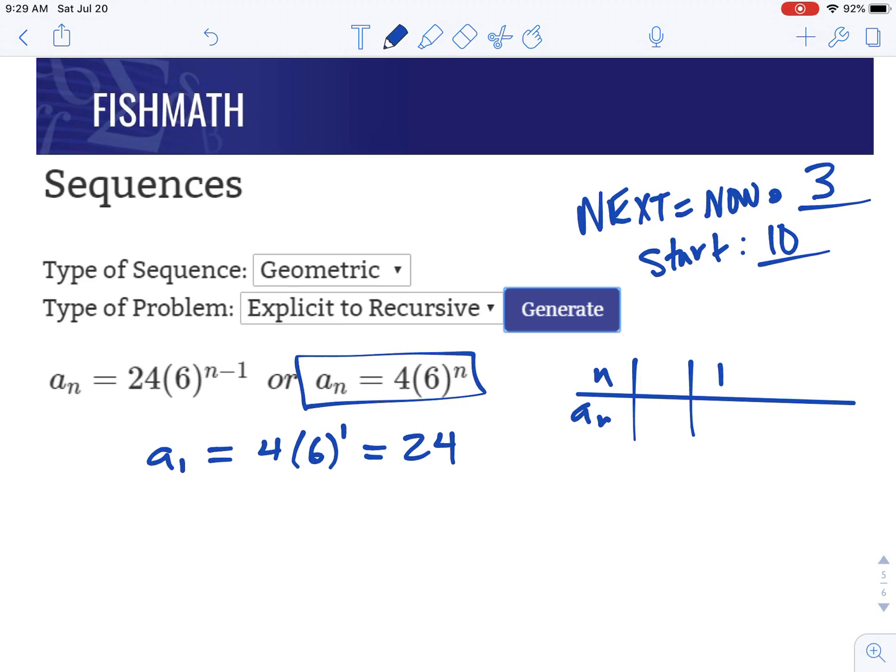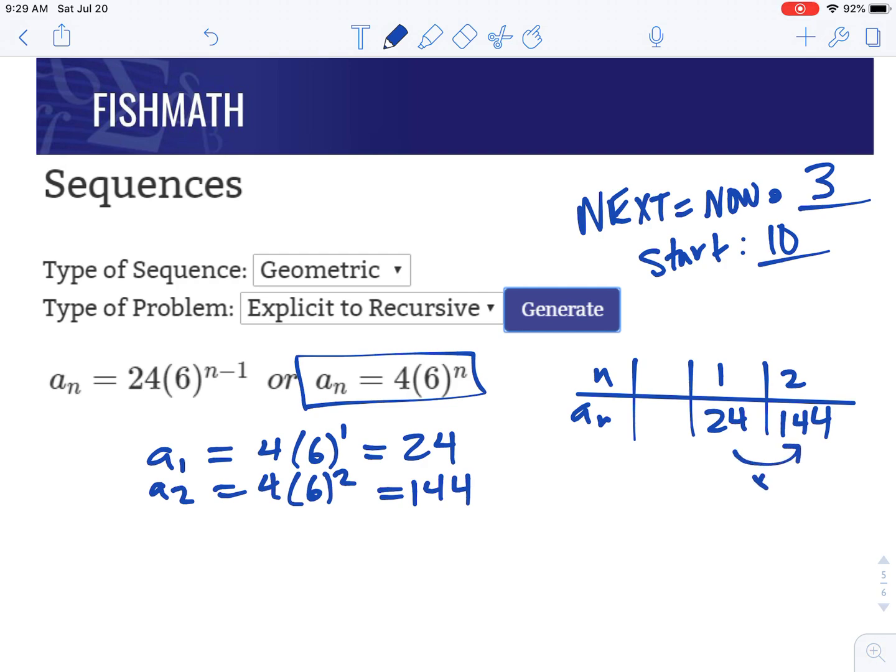Our first term is 24, and our second term, a2, would be 4 times 6 squared, which would be 144. Since we just multiplied by 6 to go between those two, that's the relationship, since that's the amount we'll be multiplying by every single time, because it's the base of the exponent. Working backwards to find the y-intercept, we already know what it is because it's right here. 4 would be a0, because that's times 6.